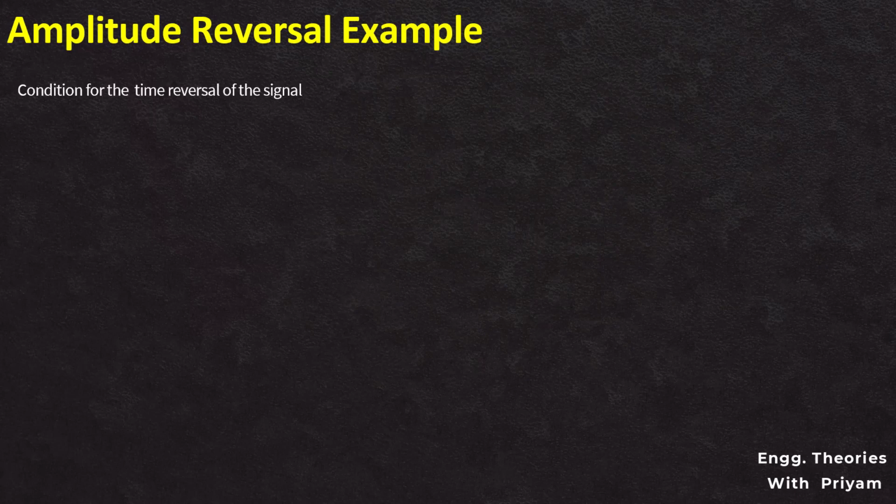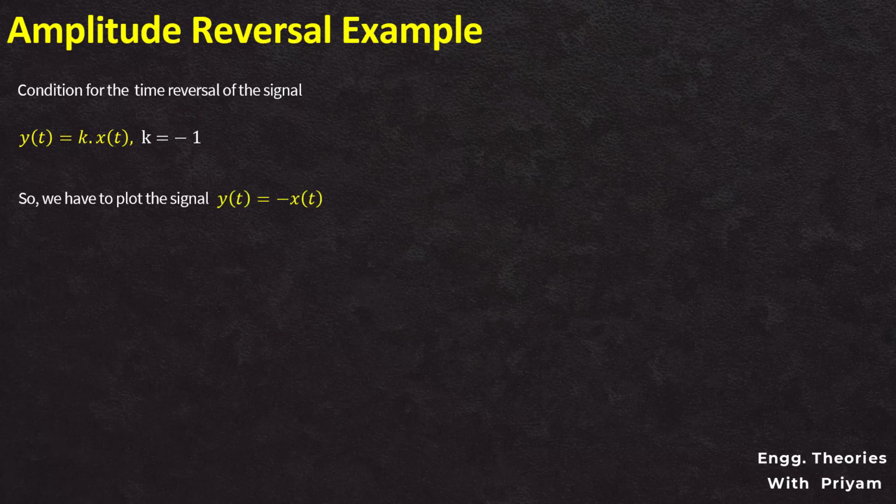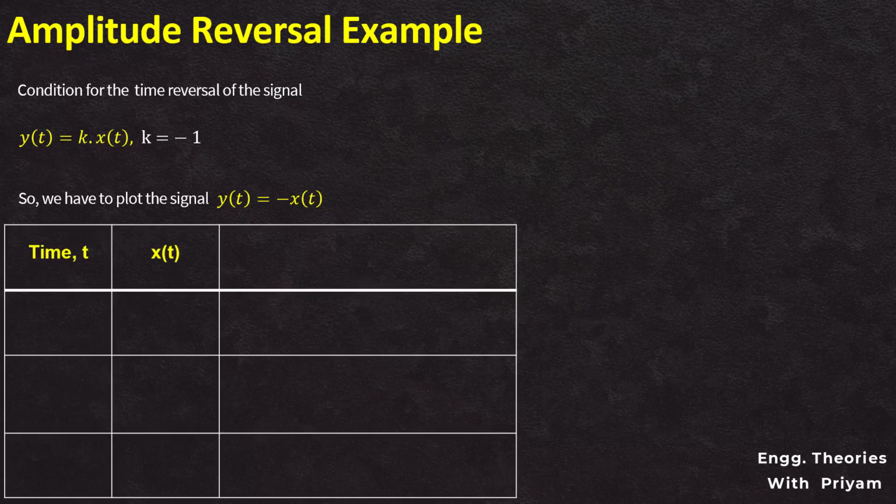The condition for the amplitude reversal operation of the signal x(t) is y(t) = k times x(t), where k is equal to -1. So we have to plot the signal y(t) = -x(t). Now we will make a table for observing the different values of the signal x(t) at different time instants t.